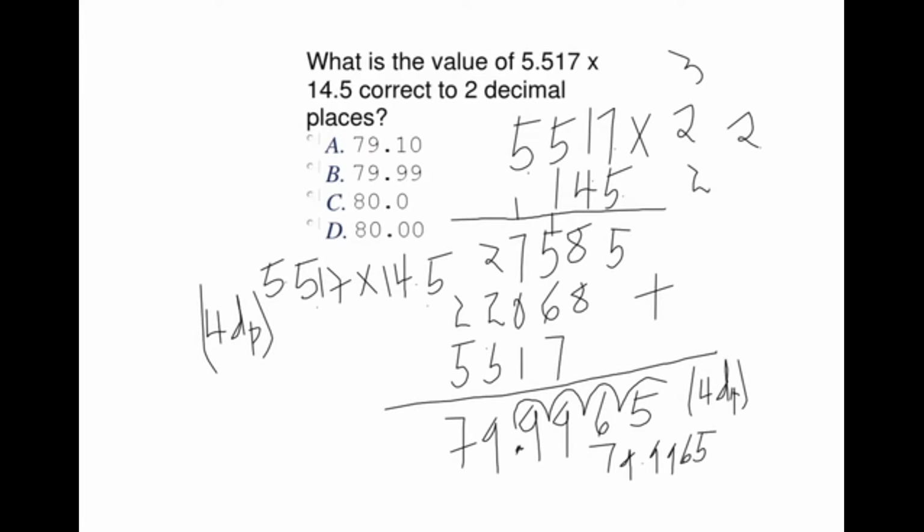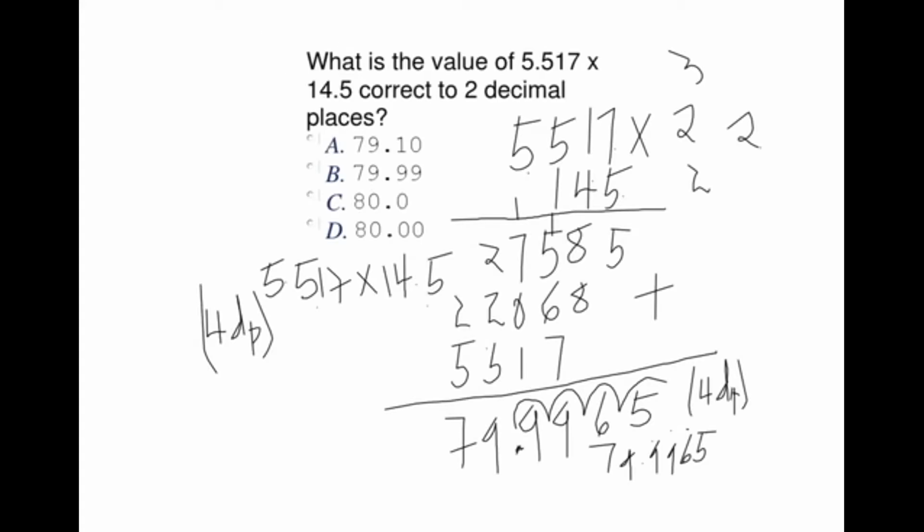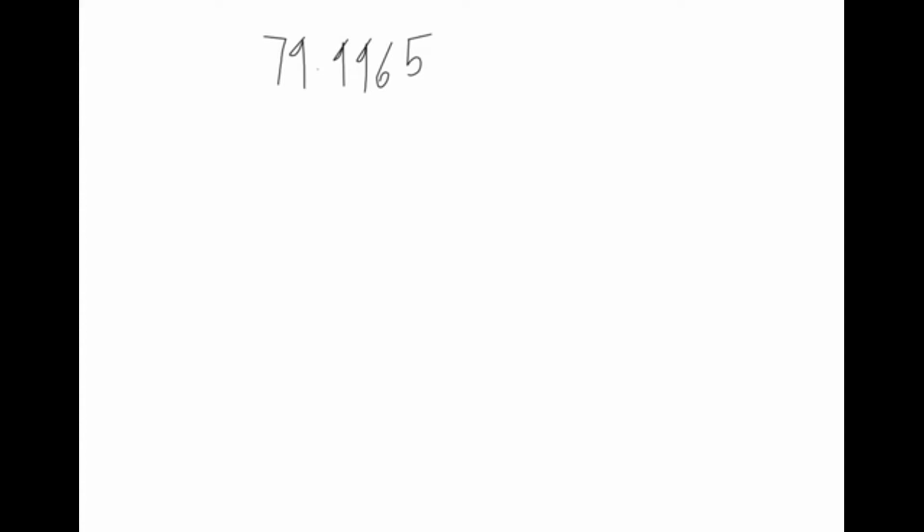So we have 1, 2. Then we look at the next number. We have 6, which is more than 5. So we have 79.9965. So this is 1, 2. Then we look at the next number, which is 6, and it's more than 5. So we add 1. So when we add 1 to 9, we get 0, 10.